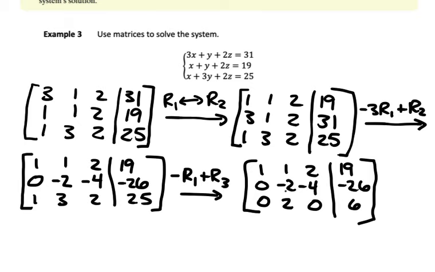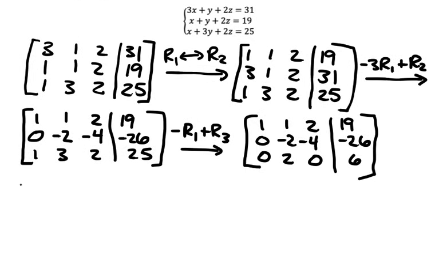And my next task is to get a 1 in the second row, second column. Now, what I'm often going to want to do in order to get this is I'm usually going to want to do it by dividing. And especially if all three of these numbers can be divided by whatever number is in this second column position. In this case, it's -2, and both -4 and -26 can be divided by -2. So that's good. So I'm going to do R2, row 2, divided by -2 next.